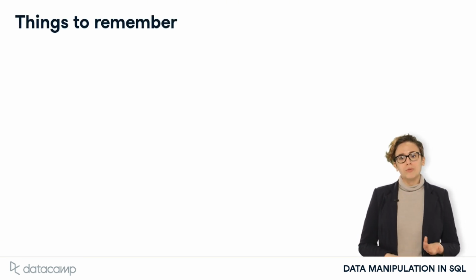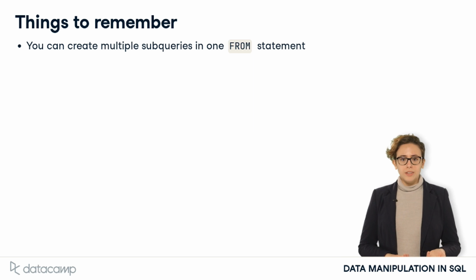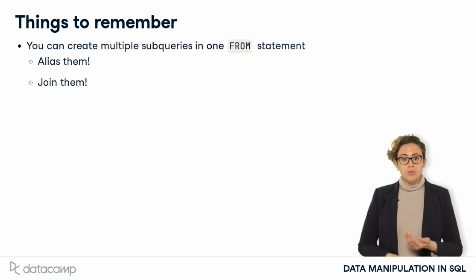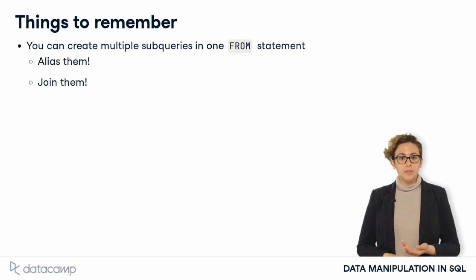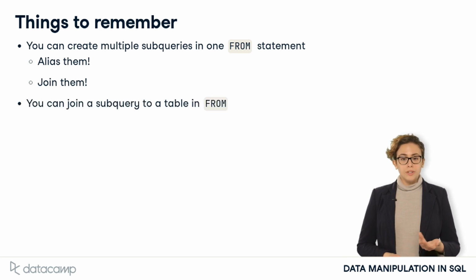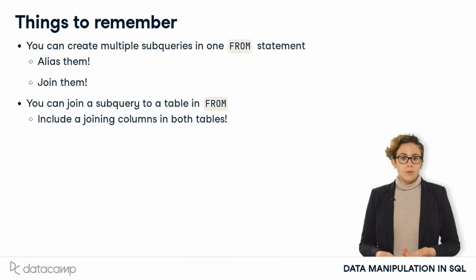There are a few key things to remember when using subqueries in the from statement. The first is that you have the ability to create more than one subquery in the from statement of any main query. When you do so, make sure you give each subquery an alias and make sure that you are able to join them to each other, just as you would when querying a table from your database. Second, you can join a subquery to any existing table in your database. Again, however, you need to make sure you have a column in the subquery that you can use with the join you'd like to perform.